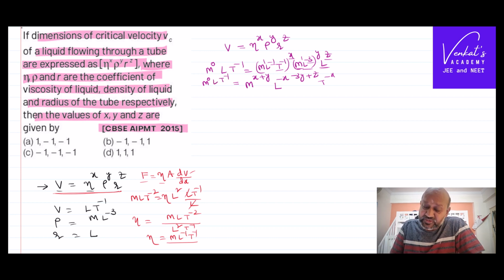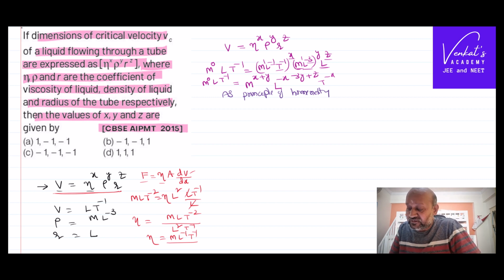Now let us use the principle that we have learned, called the principle of homogeneity. What the principle of homogeneity tells you is, in any physics equation, the fundamental physical quantities will have the same dimensions on both left hand side and right hand side. That is, the powers of these fundamental quantities are the same on both sides. So you can equate all of them.